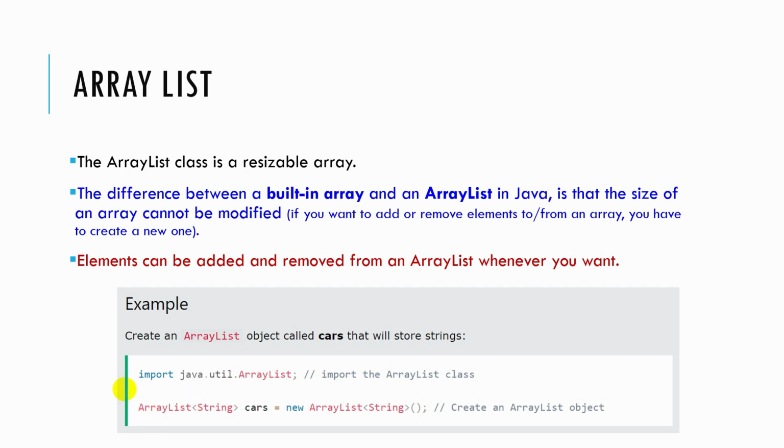In case of string, you can add strings. ArrayList of Student, ArrayList of Employee, whatever. There is no limited amount. That is the main difference, where elements can be added or removed from an array list whenever you want.